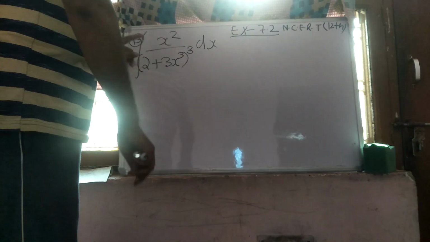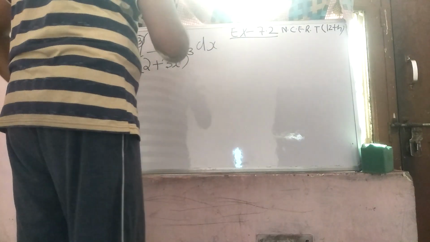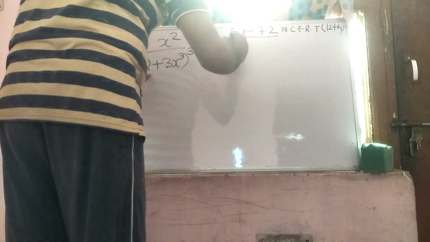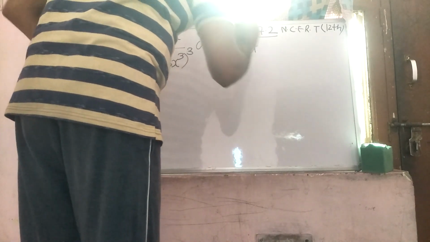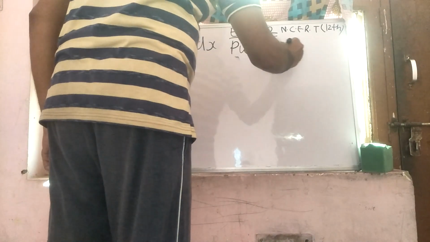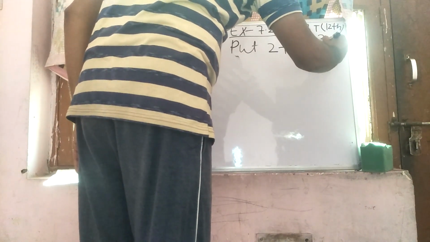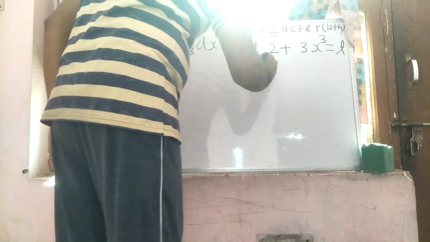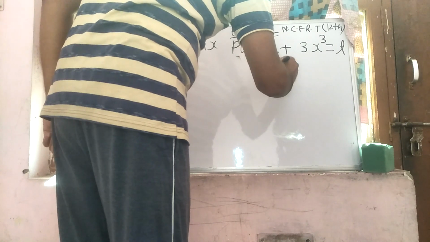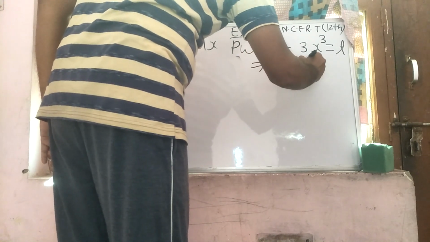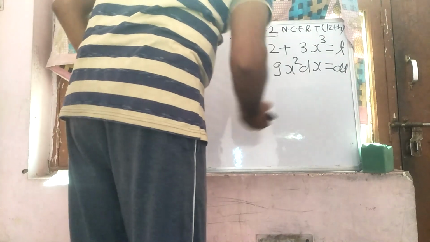Exercise 7.2, methods of integration, question number 30. We have to start here, and we have to use the substitution method. Let us put 2 plus 3x to the power 3 equal to t. So we have 3 times 3, which is 9, x square into dx equal to dt.